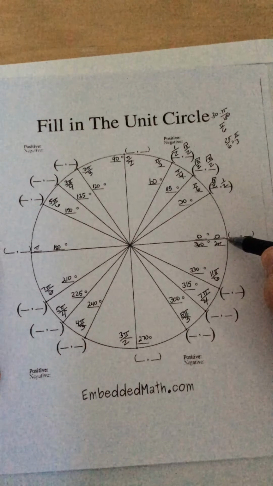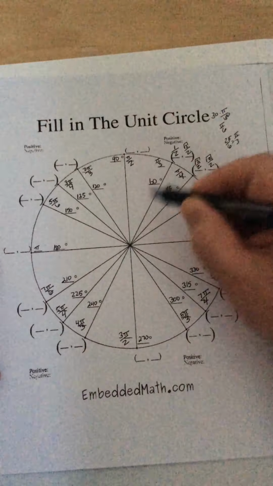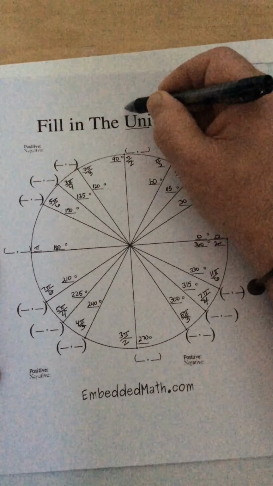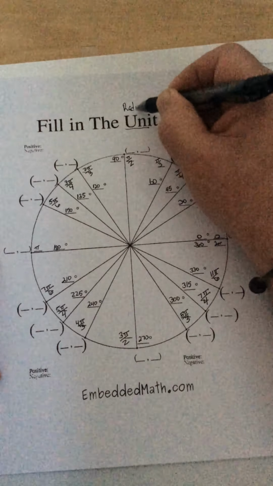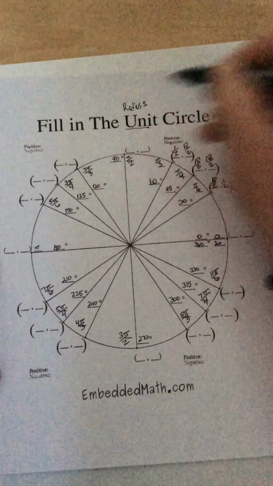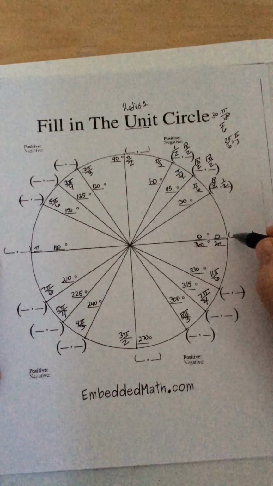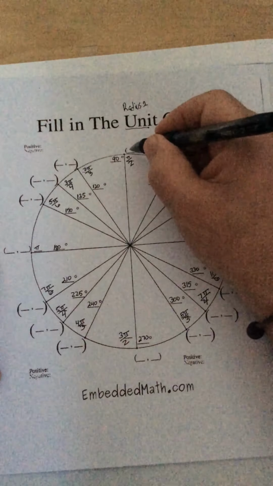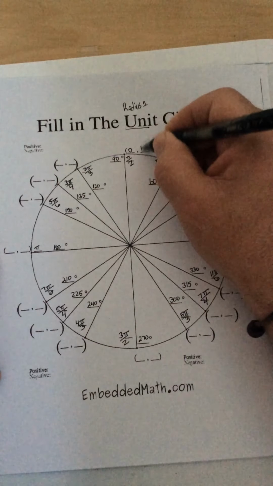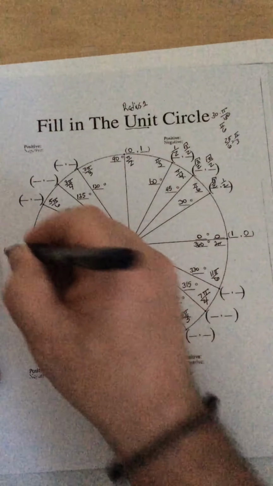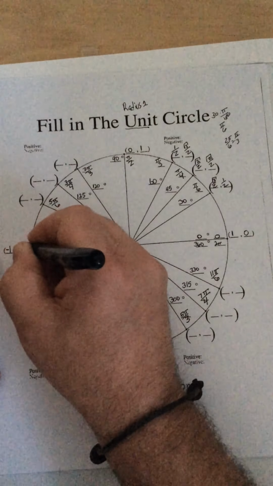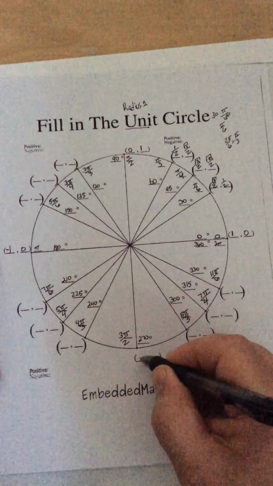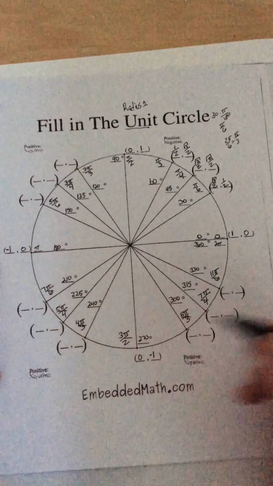I can label the coordinates of all these points because we always make it a unit circle, which means it's a radius of 1. So this point here is at 1, 0. This point here would be at 0, 1. These are all my axes. Over here would be negative 1, 0. And here would be 0, negative 1.